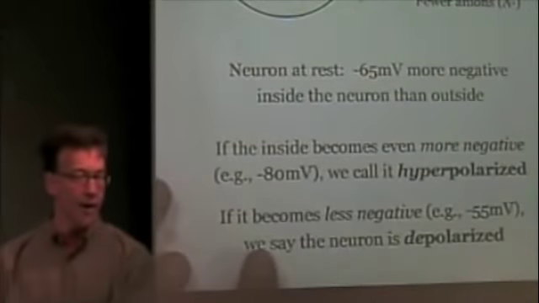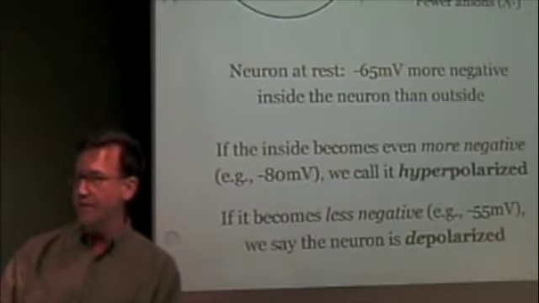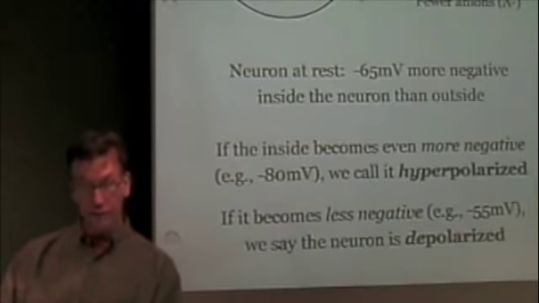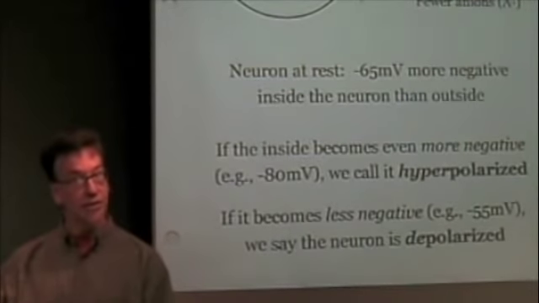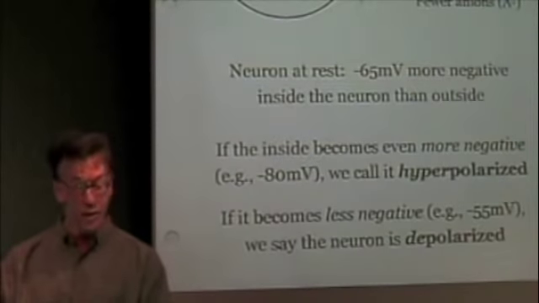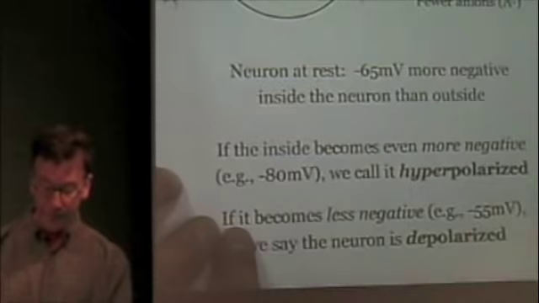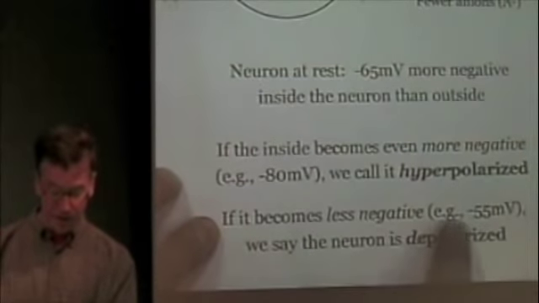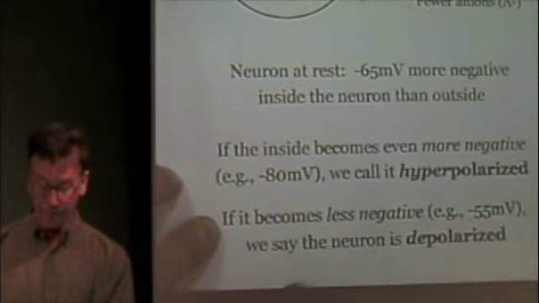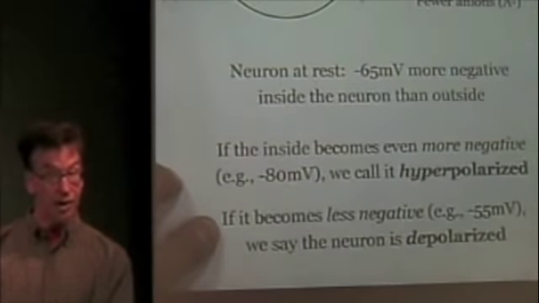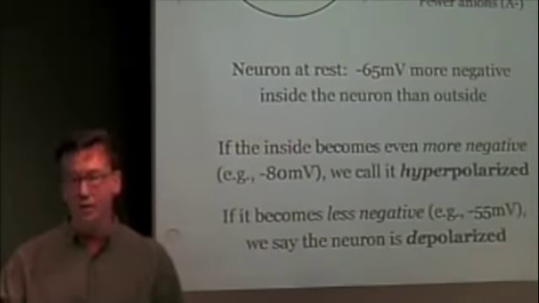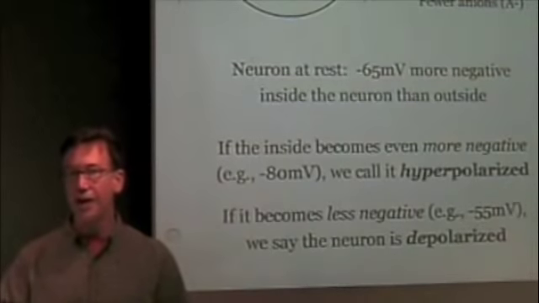You can also go the other way. You can actually reduce the difference in charge between the inside and the out, vis-a-vis the resting potential. You can go from minus 65 to minus 55, or to minus 45. And so if a neuron becomes less negative on the inside versus the outside from the resting potential, if the polarization decreases, we refer to this as a depolarized neuron. We're reducing the difference in charge between the inside and the out.